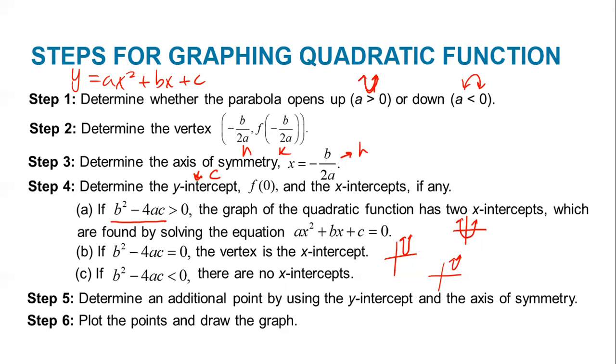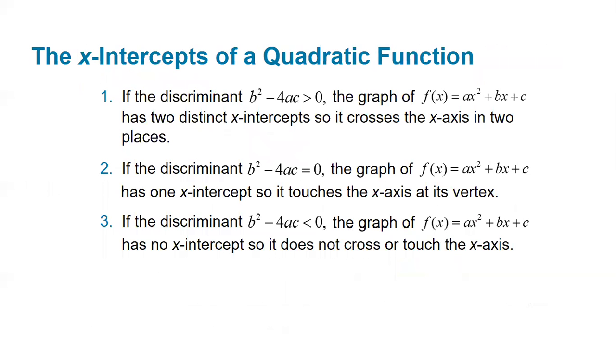Okay, ready? We're going to go through these steps. Remember how I told you there's more details about the discriminant? The discriminant comes from your quadratic formula. X equals negative b plus or minus the square root of b squared minus 4ac, divided by 2a.